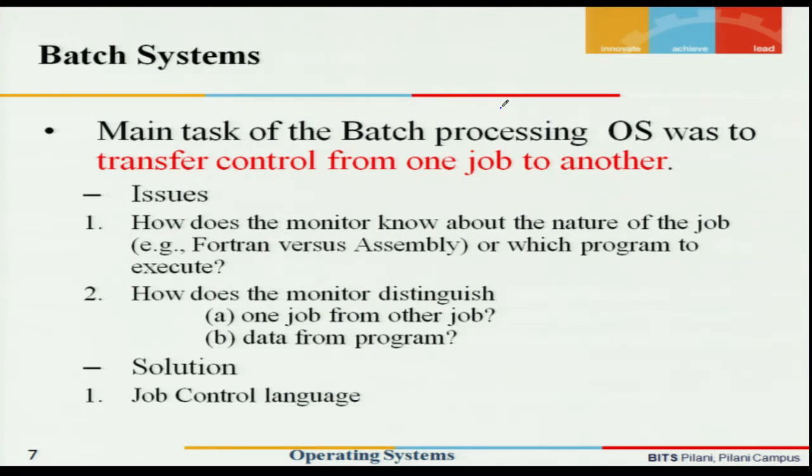The main issues which are going to be there are how the system is going to know about the nature of the job, meaning to say that there can be a program which is a Fortran program, and another program which can be a Pascal or a COBOL or an assembly program. So how is the system going to know what kind of job a given job is? This is one of the issues which the system would need to know.